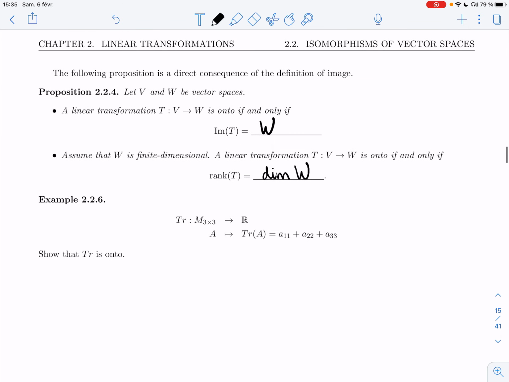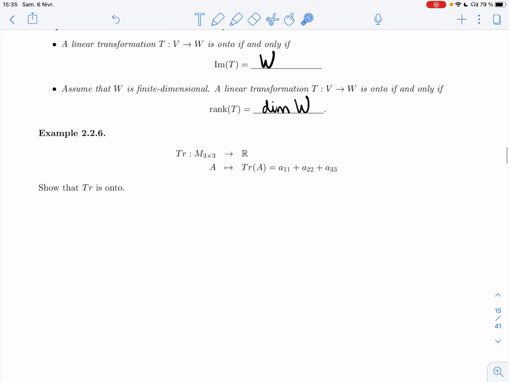All right, let's look back at our trace example from last video. Example 2.2.6, we'll look at the trace. A gets mapped to the trace of A. I want to show that the trace is onto. So we want to talk about its rank and show that it is the same dimension as R. So we need that the rank of T is the dimension of R, which is 1.